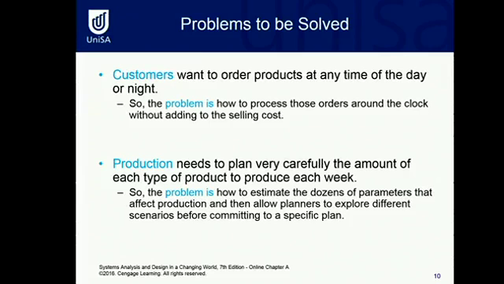Customers want to order products at any time of the day or night. Correct? We as customers, wherever we go, whatever we do, we want to be able to buy now. Regardless of what time now is, you want to be able to buy things 24/7. So what's the actual problem from an organisational perspective that is selling those products or making those products available to us as customers? The problem is how to process those orders around the clock without adding to the cost of the item.